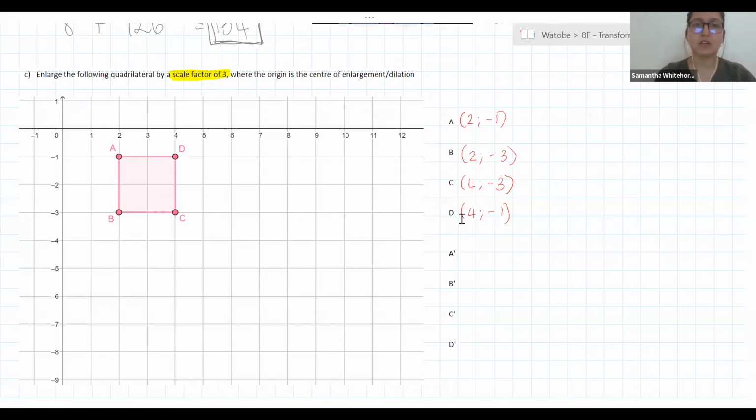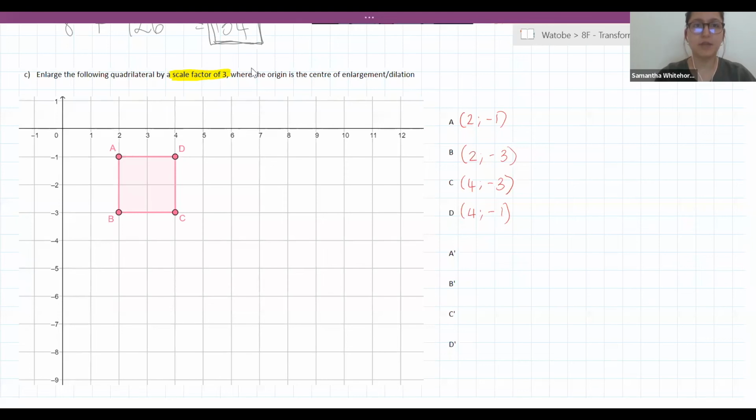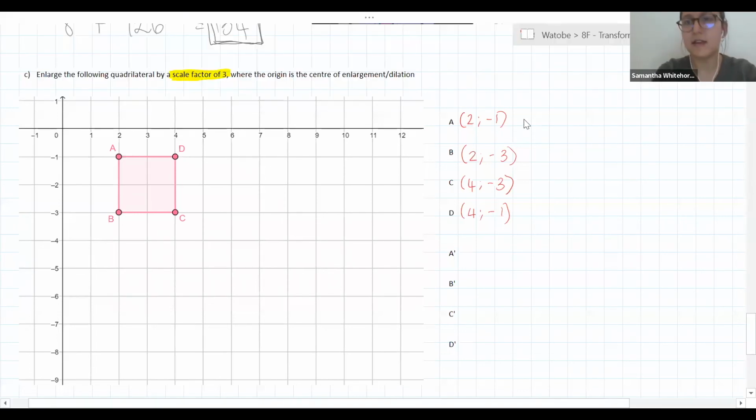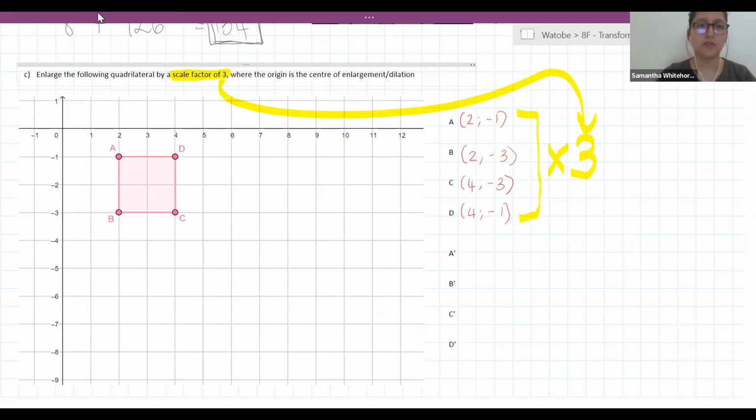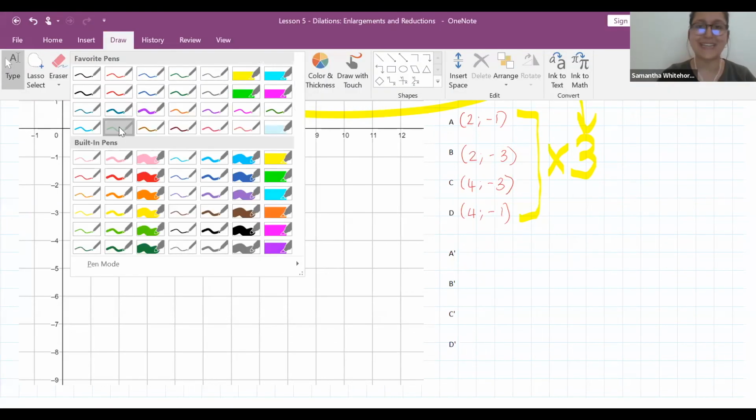So remember, as long as we know what the scale factor is, I'm now going to take the scale factor and times all of these coordinates by the scale factor, which is 3. So that's all I need to do in order to triple the size of this shape. So let's start with the coordinates of the new A, which would be A dash.